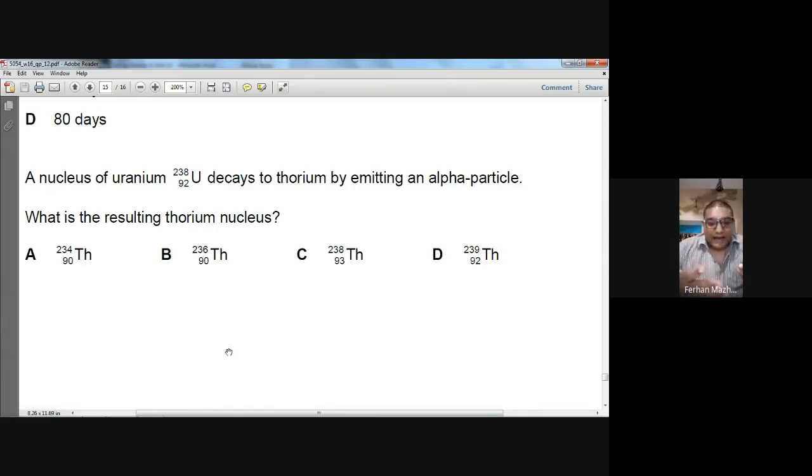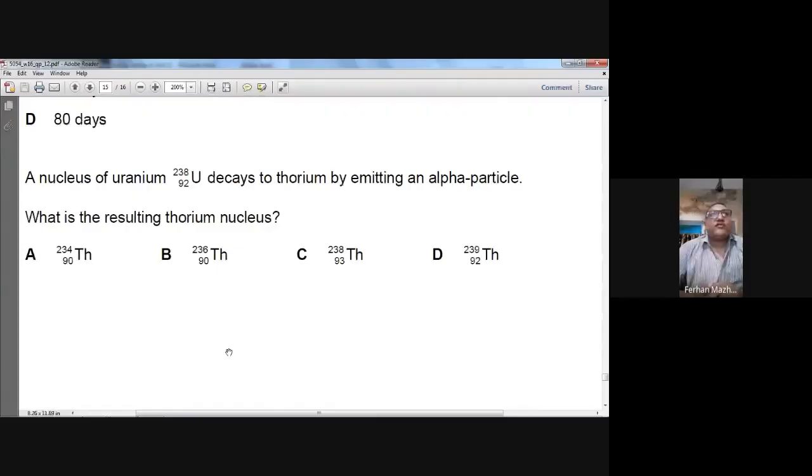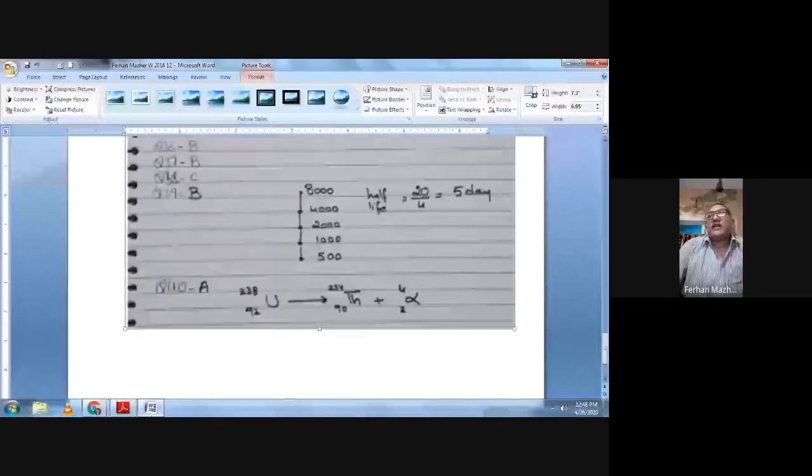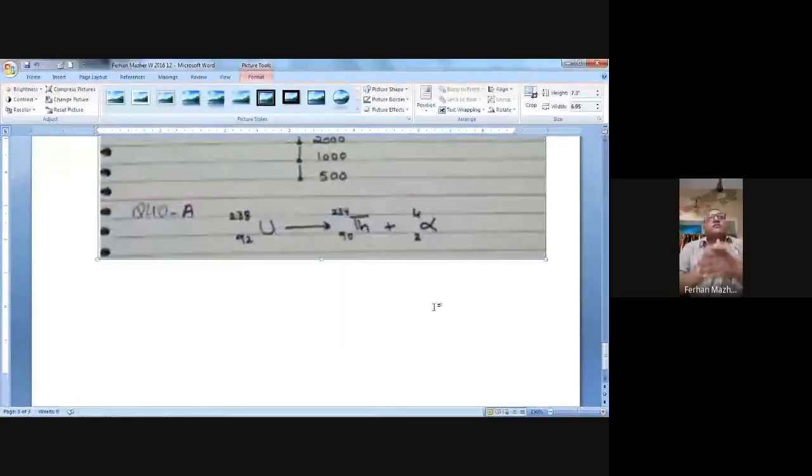the daughter nucleus will have 2 fewer protons than the parent nucleus, and its mass number will decrease by 4. From 92, if you decrease 2, it will become 90, and from 238, if you decrease 4, it will become 234. So A is the choice. Let me show you my paperwork also. I hope you are able to see this. Question number 40, choice A.